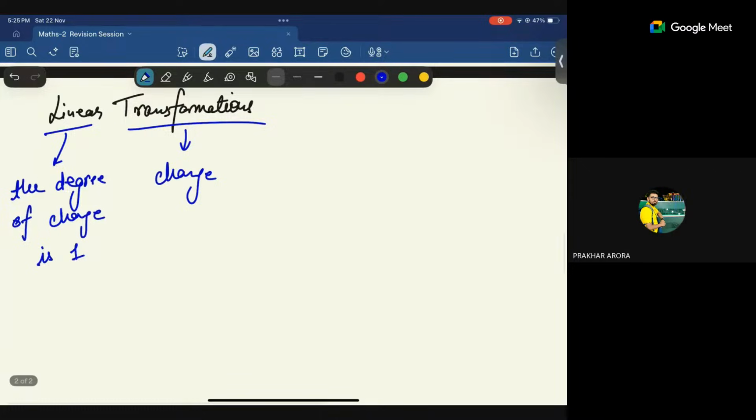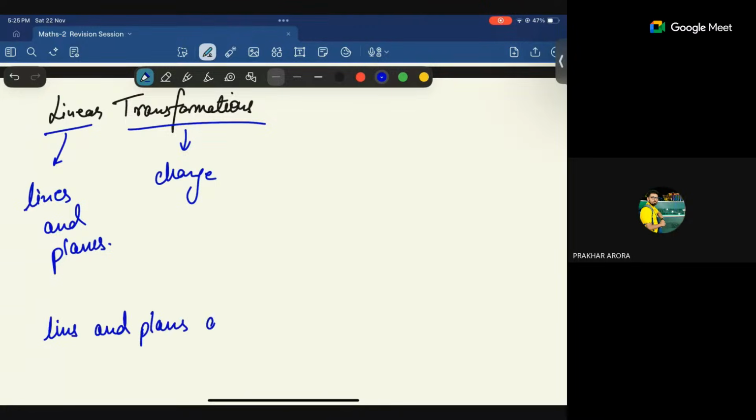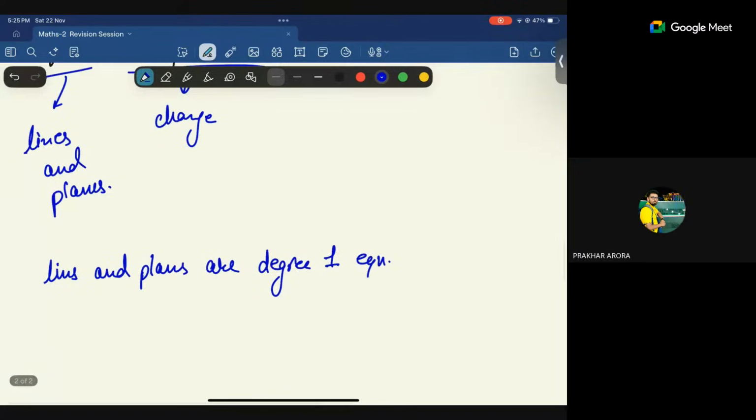So linear transformation here means that we are going to talk about lines and planes. I hope that by now everyone understands that lines and planes are degree 1 equations. Everybody understand? The simplest line is y equals mx plus c, and the equation of the simplest plane is ax plus by plus cz equals 0.